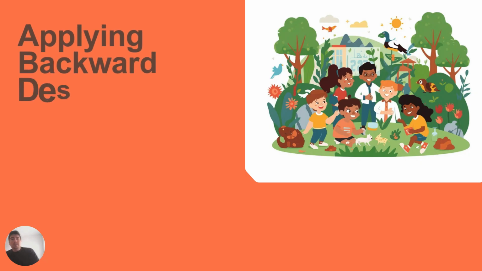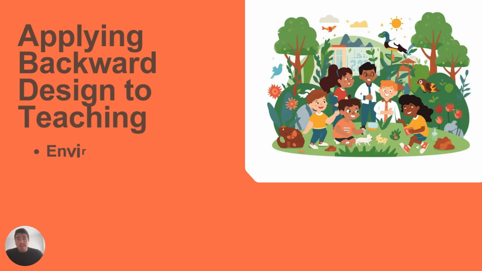All right. So now what I'm going to do is apply backward design and Bloom's taxonomy. For this, I'm going to use a science teaching task. Very specifically, I'm going to talk about a middle school environmental science project on sustainability.